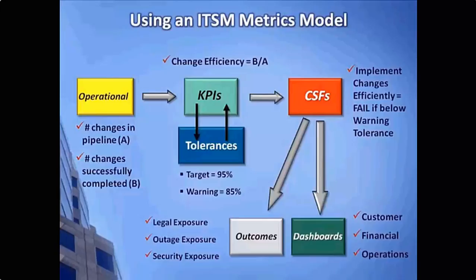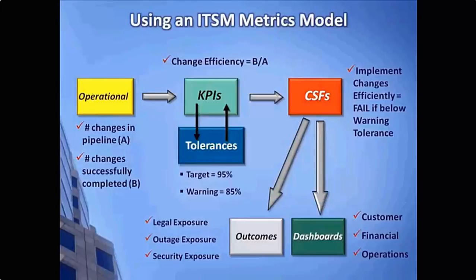As we move forward in the model, you notice that the KPIs link to CSFs, or critical success factors. Critical success factors are statements of what has to be done at a high level that indicates your process is being successful. One example that is shown here is that we need to implement changes efficiently. How do we know we're really implementing changes efficiently? Well, our KPI is linked into that. And the way we'll know that is if that KPI in that example we have falls below that warning tolerance of 85%. So our critical success factor will be put at jeopardy if the KPI falls within that range.